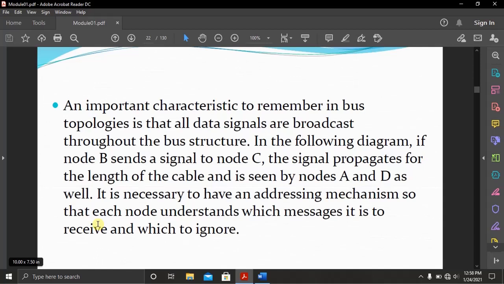If node B sends a signal to node C, the signal propagates the length of the cable and is seen by nodes A and D as well. It is necessary to have an addressing mechanism so that each node understands which message to receive and which to ignore.